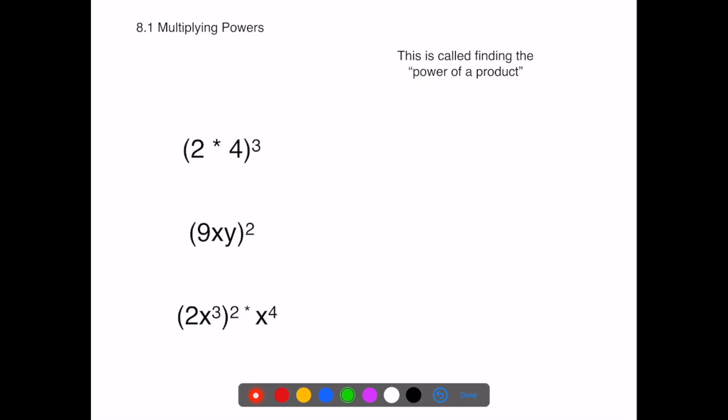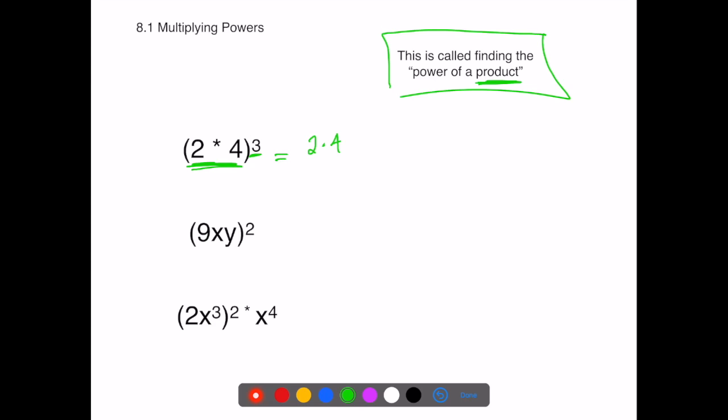So the last thing I believe on this unit is finding the power of a product. A product just means when you multiply something together. So you can see here our product is 2 times 4. You can think about this a couple ways, right? We're taking this whole quantity and raising it to the 3rd power, which means we're having 2 times 4.